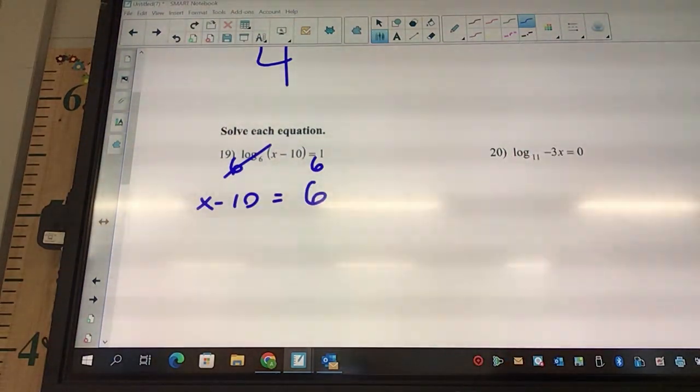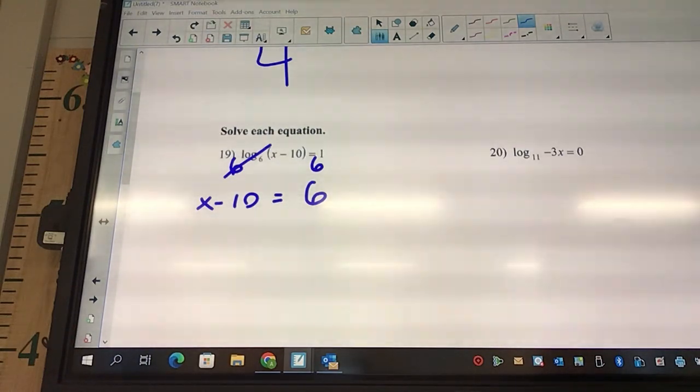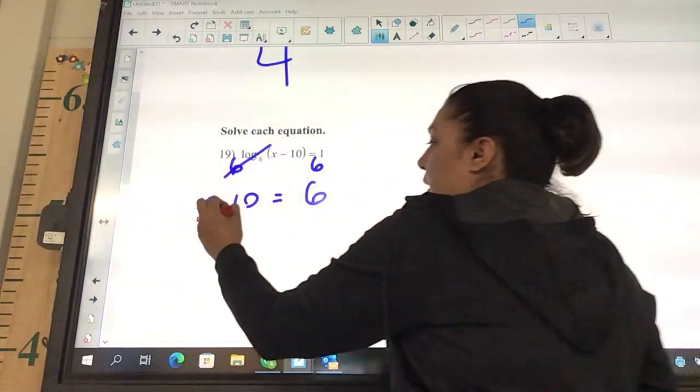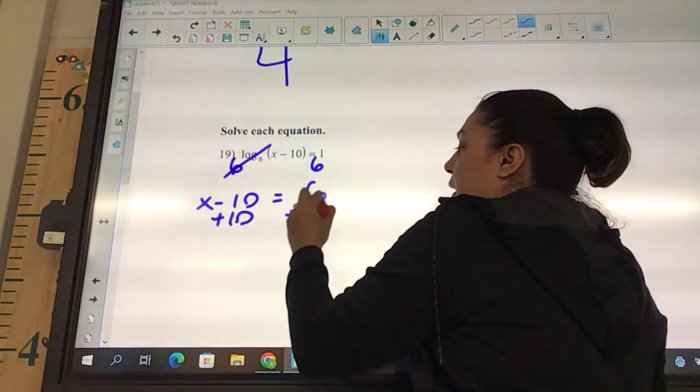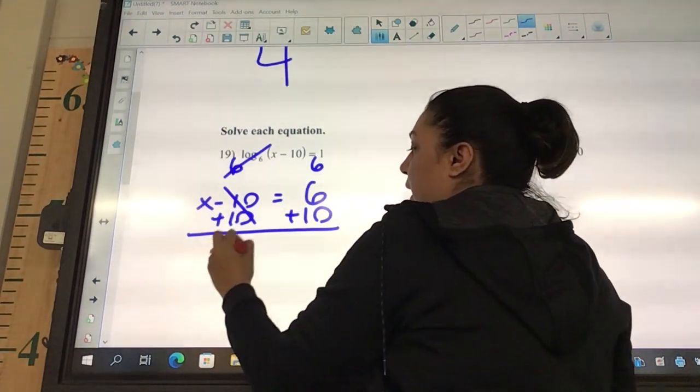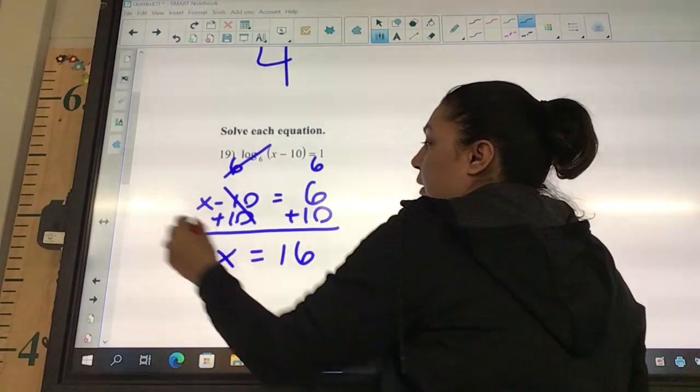Okay, and then how do we solve for x? What needs moved? The 10. How do I move a minus 10? Plus 10, plus 10. So we're going to get x equals 16.